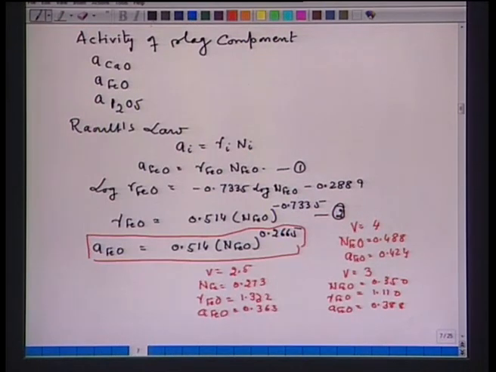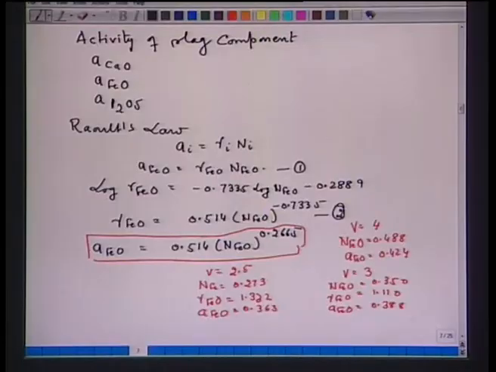Now, what does this calculation mean? This calculation means that in a CaO-SiO2 system, if the basicity of the slag, as defined by weight percent CaO upon weight percent SiO2, increases, then gamma FeO decreases and activity of FeO increases. As you see from here, if the V ratio goes from 2.5 to 4, then gamma FeO at V equal to 2.5 was 1.332, and at V equal to 3, gamma FeO becomes 1.110, and for V equal to 4, gamma FeO can be calculated to be 0.87. So, gamma FeO decreases, and as a consequence of the decrease in gamma FeO, activity of FeO increases.